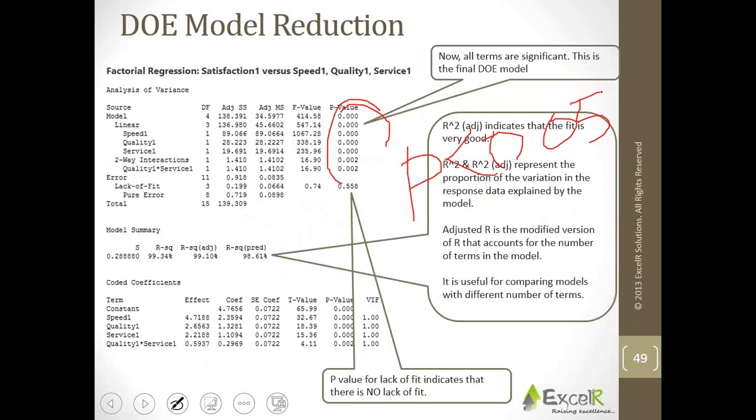If it is less than 0.05, what do we conclude? These terms, which are speed, quality, service, and the quality service interaction, are all significant. This is the final DOE model. You do these things, you keep dropping the terms until you see that there is no p-value which is greater than 0.05.